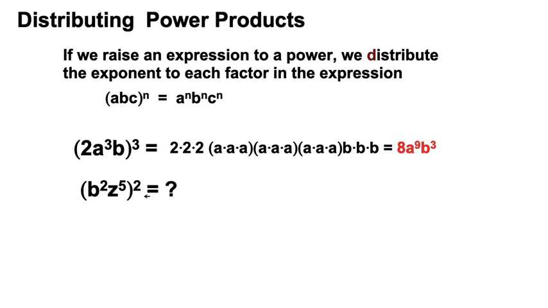Again, we're going to distribute. So I've got each of these factors being squared. B squared, squared again, 2 times 2. Hey, what would Barney say?